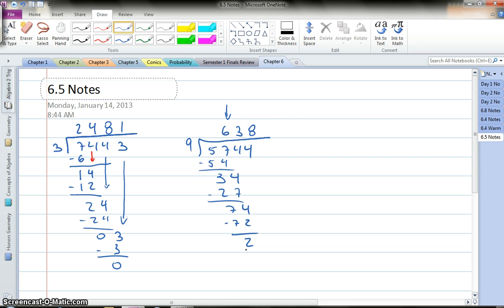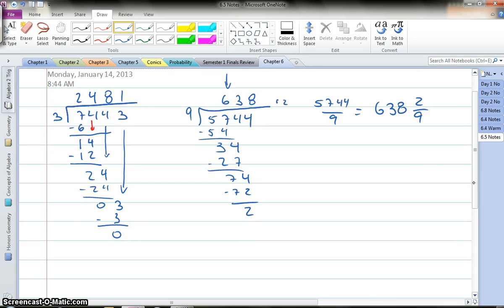Alright, with no more digits left to bring down, we have a remainder of 2. So remember, 5,744 divided by 9 equals 638, and then your remainder over what you divided by. So it's really like 638 and 2 9ths, so plus 2 9ths. Alright, so that's just a refresher of how we do long division.